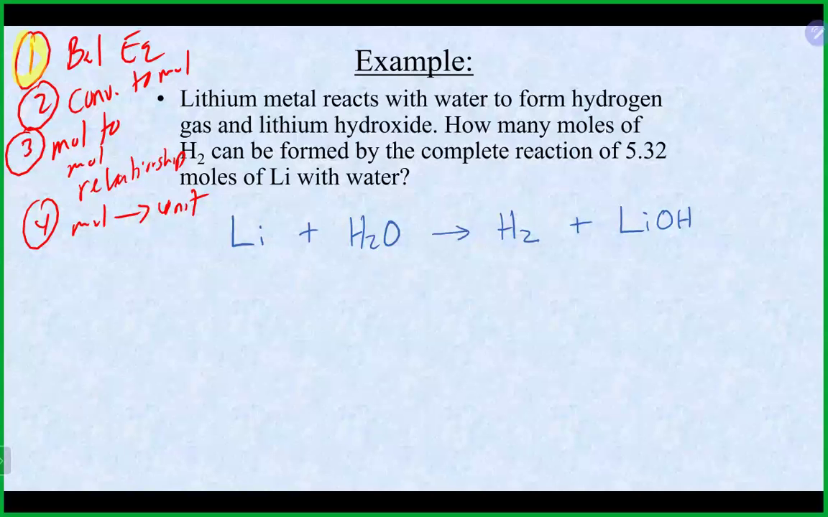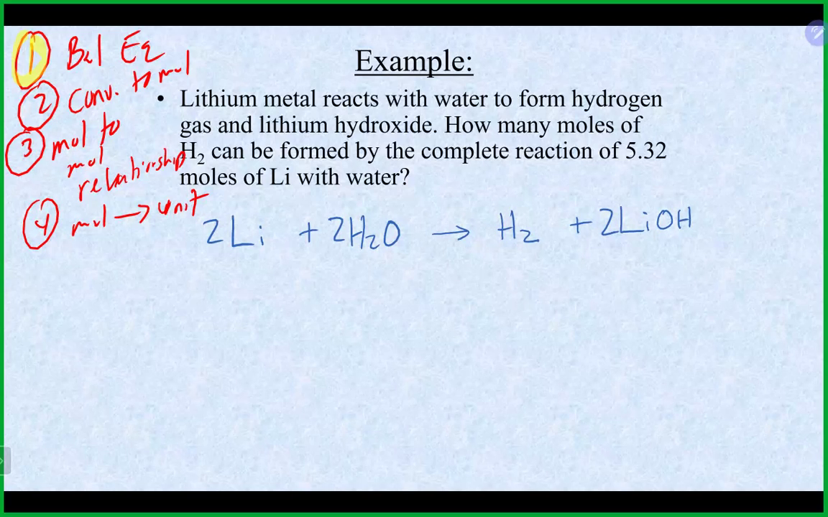So now that we have the proper formulas down, we want to make sure that we do balance it. And in this case, maybe a 2 there, a 2 there, maybe a 2 there. I feel like I'm just putting 2s. I think that's all the 2s I need. So I got 2 lithiums on each side, 4 hydrogens on each side, and 2 oxygens on each side.